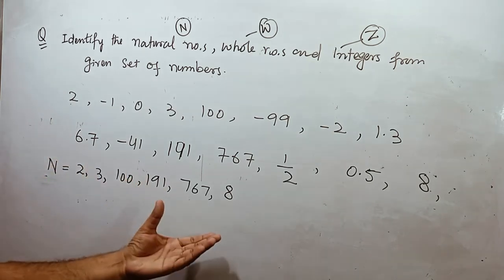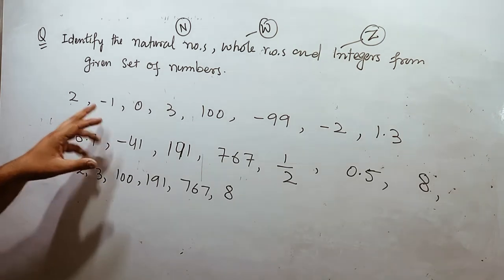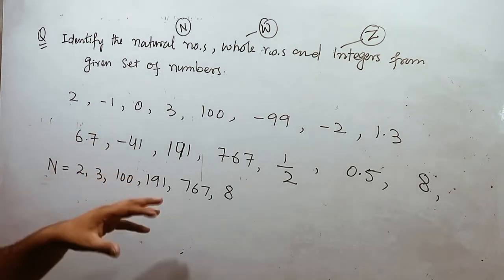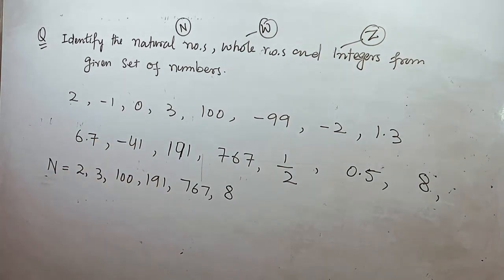You can see here from this set of numbers, from the given numbers, we are writing here the natural numbers. We know all counting numbers. Natural number is not a negative and natural number is not a decimal number. So all numbers which are used in the counting, 0 is not used in the counting. So these are the natural numbers.